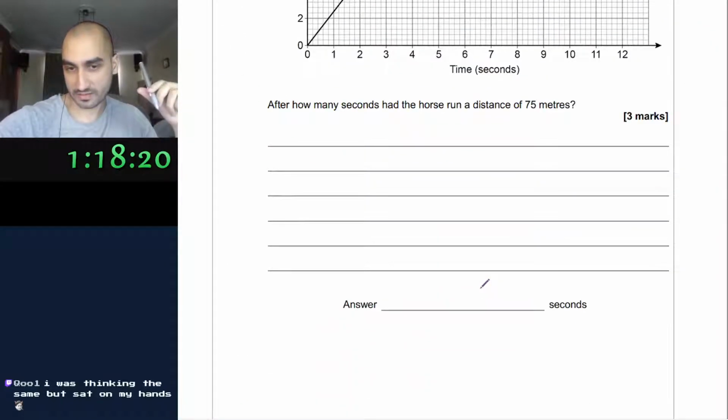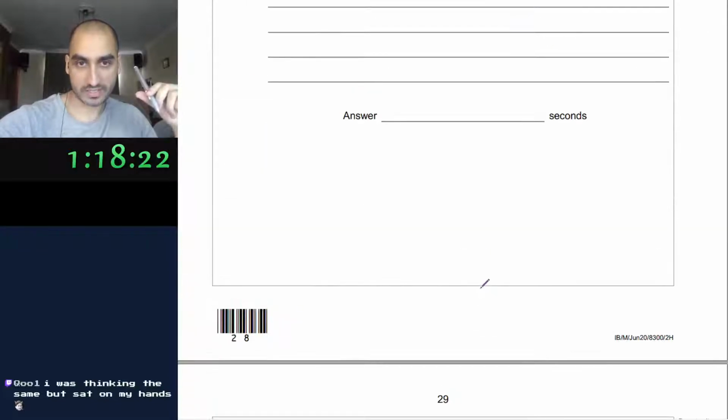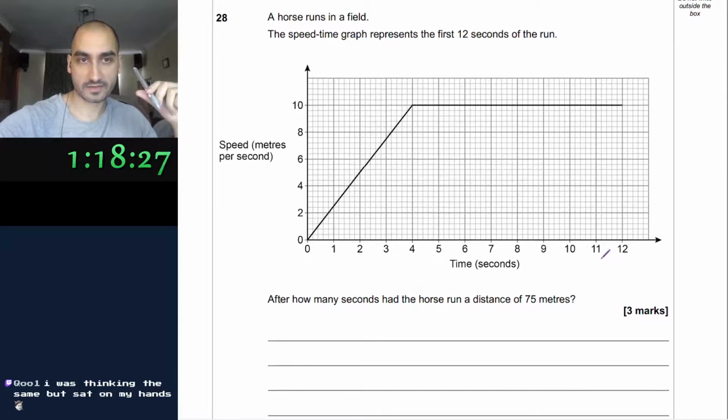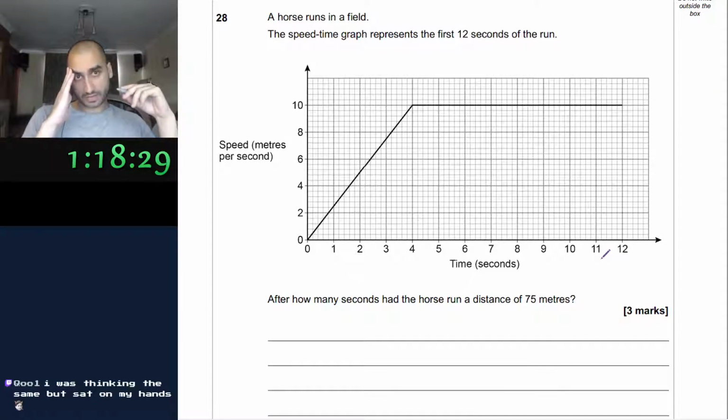Oh, more questions. Oh man, this is more than I realized. Okay, I've only got like 10, 12 minutes left. All right. A horse runs in a field. The speed time graph represents the first 12 seconds of the run. After how many seconds had the horse run a distance of 75 meters?